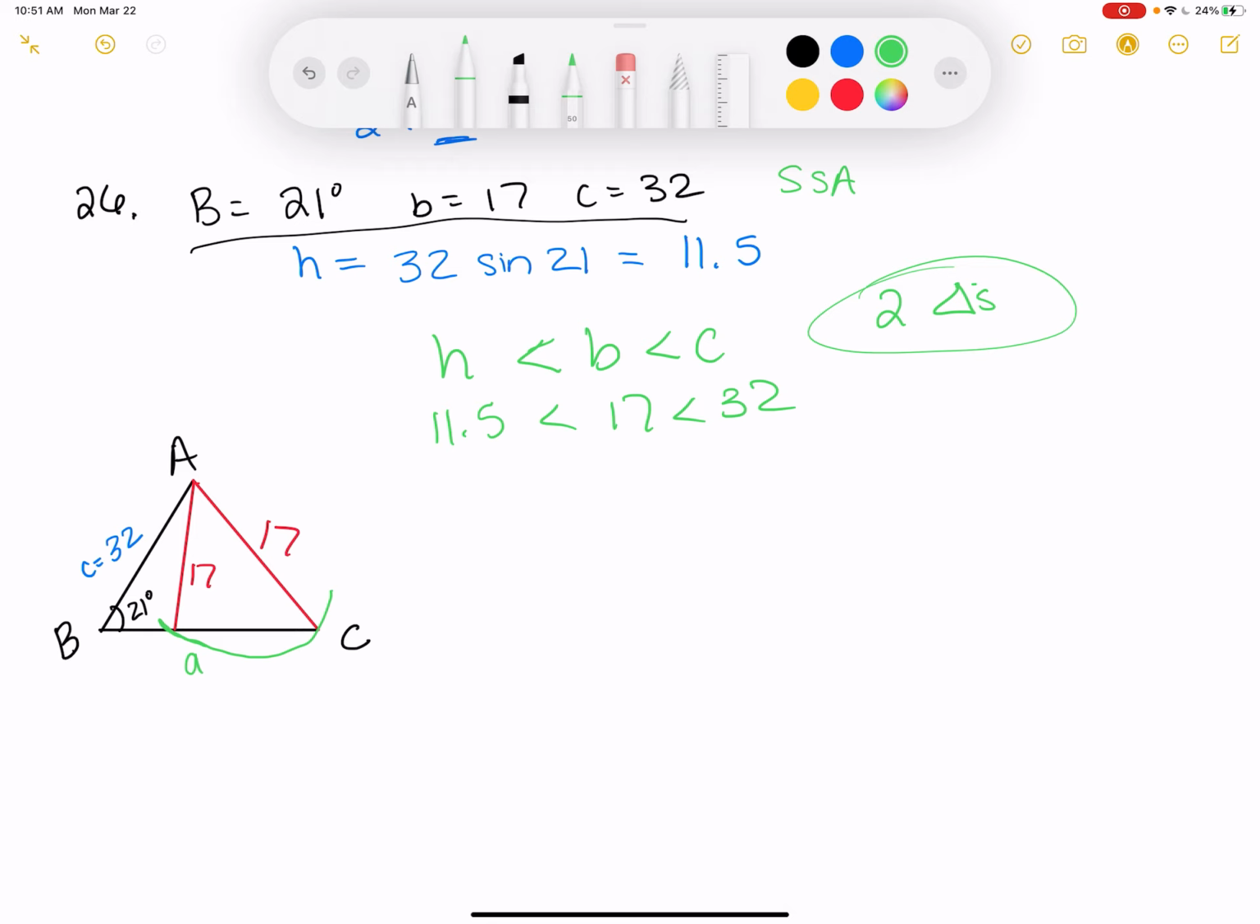I am currently going to solve for angle C. Wait, I have a quick question.